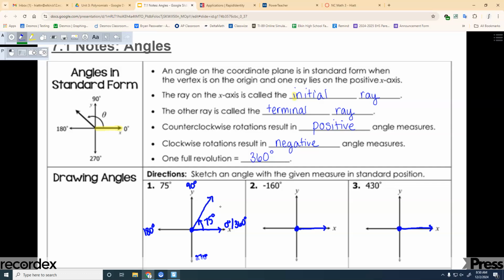Okay, questions? Okay, negative 160. So if I have a negative angle, I need to go in the clockwise direction. So this angle is going to be spinning this way instead of spinning counterclockwise.